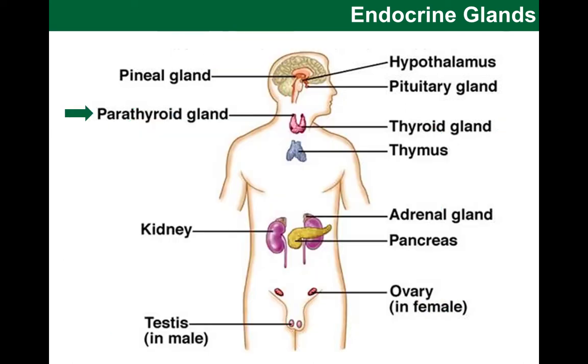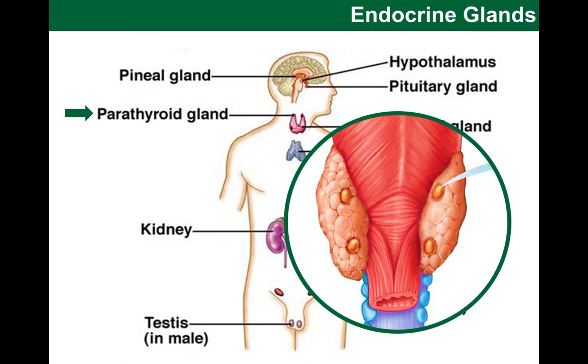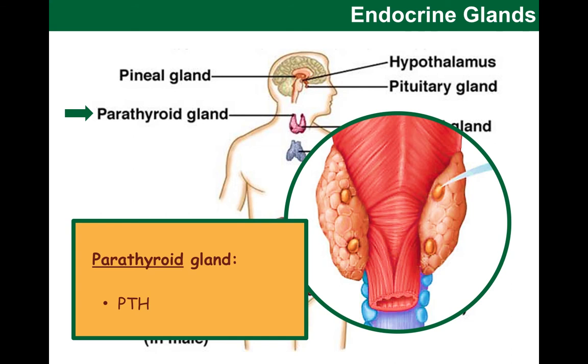I also want to show the parathyroid glands. These are tiny yellow-brown glands on the thyroid, and they produce parathyroid hormone. This controls calcium homeostasis. It has an effect, for example, on the kidneys and urine production, the intestine and digestion, and skeleton strength, as well as vitamin D activation.